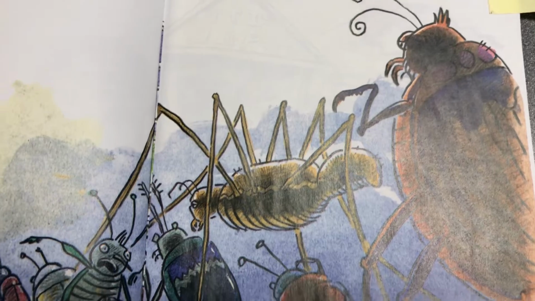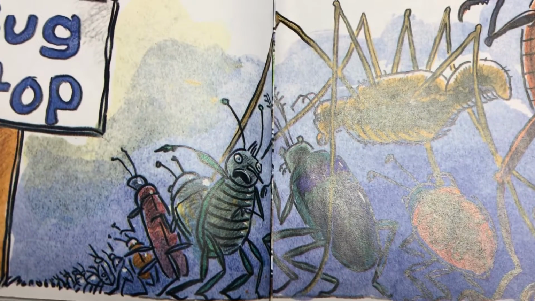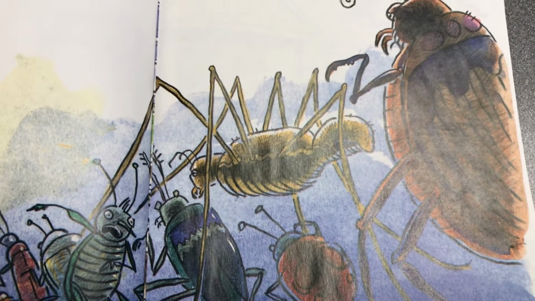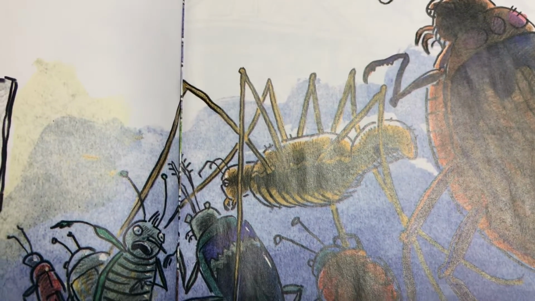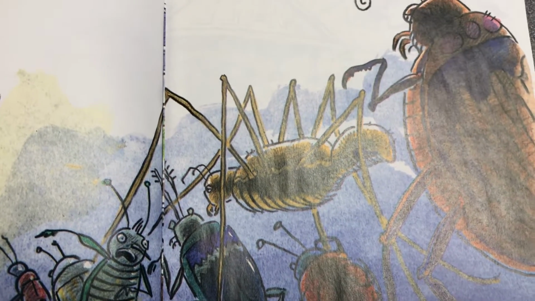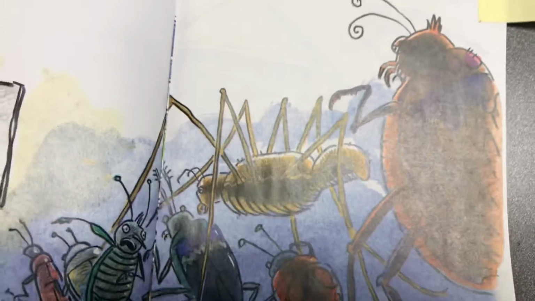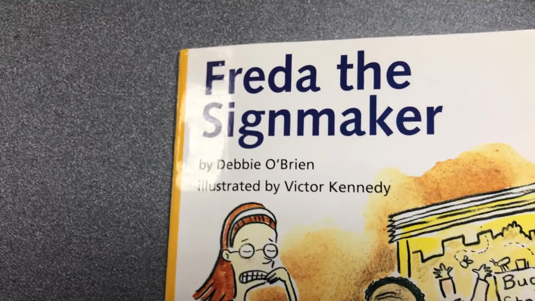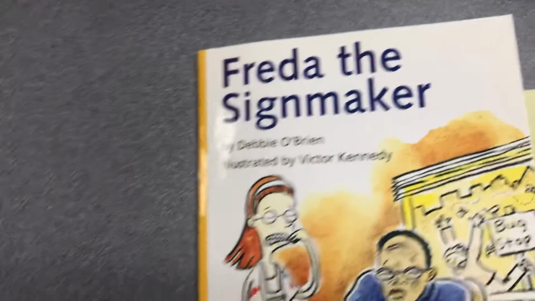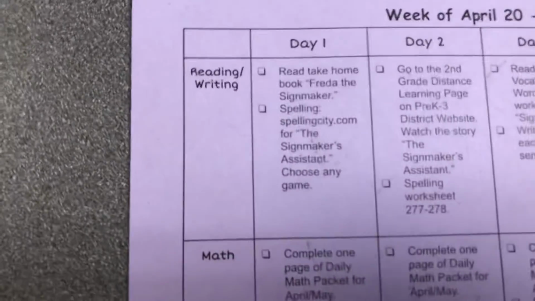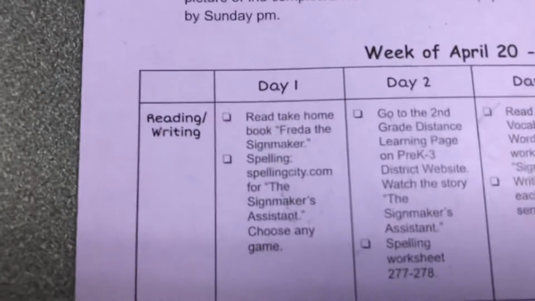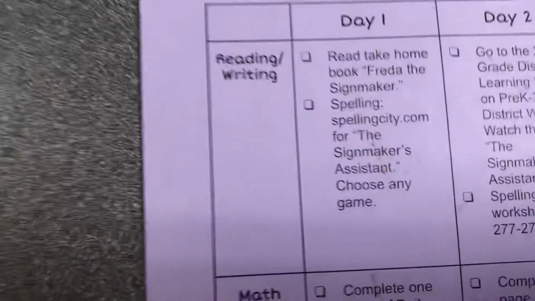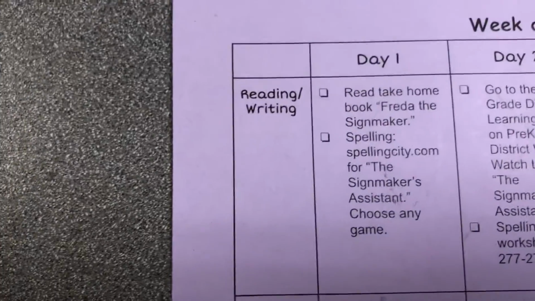And those look like some nasty bugs. So I want you to read and find out what other mistakes Frida makes and what problems that causes the town. So that's the story or introduction to your take-home book that I'm asking you to read twice, Frida the Sign Maker. Now the second thing to do on our distance learning calendar for April 20th, day 1, is to work on the spelling words. And of course the story that I'm referring to is The Sign Maker's Assistant.